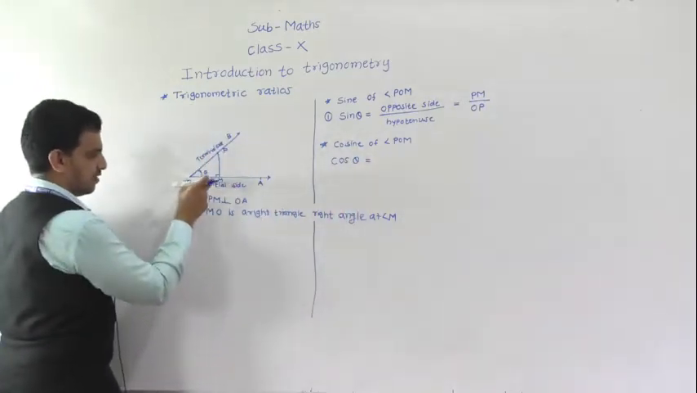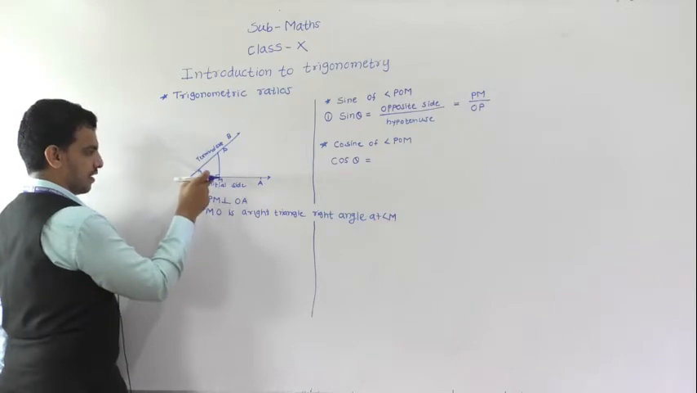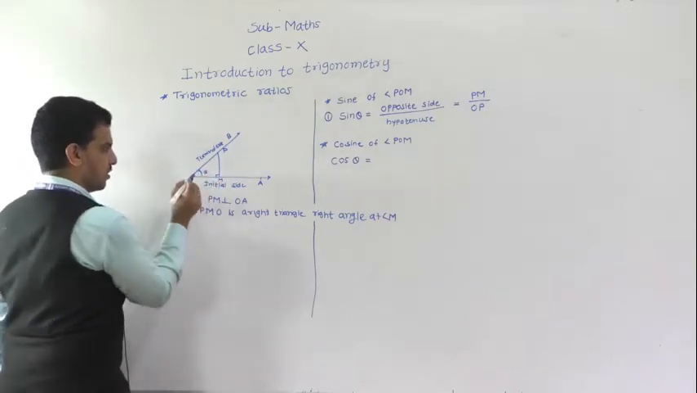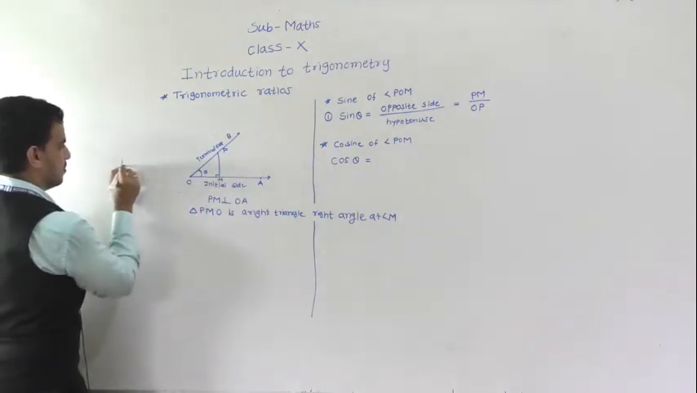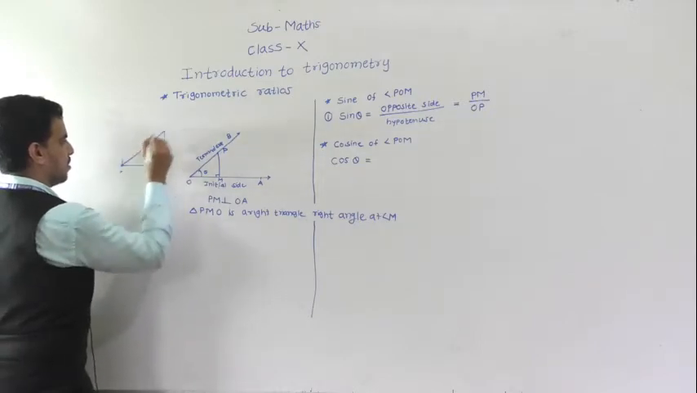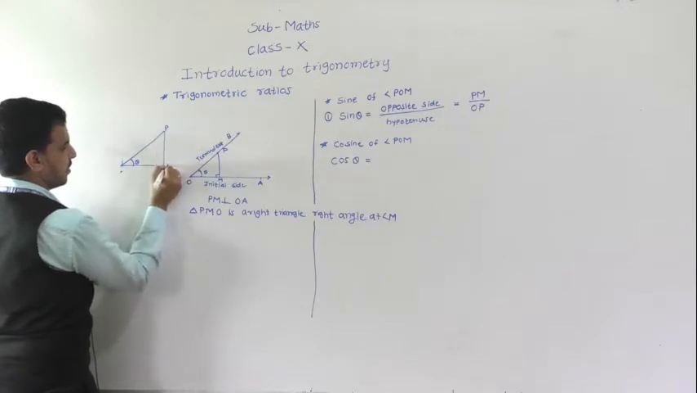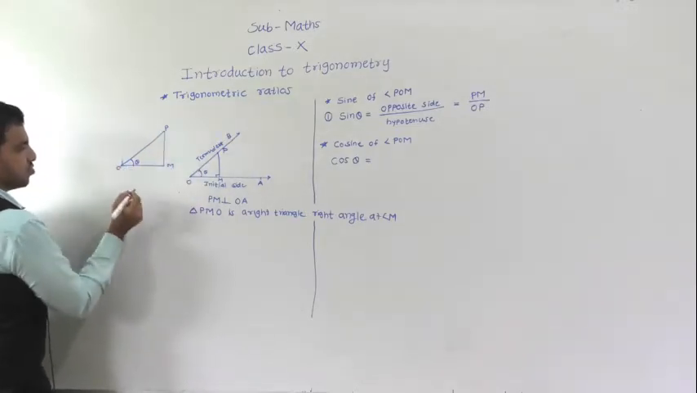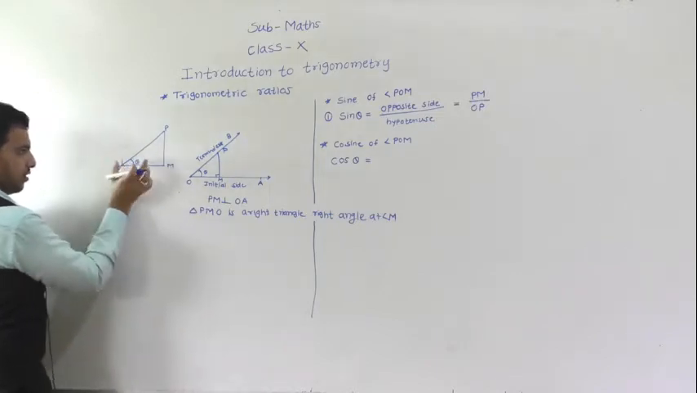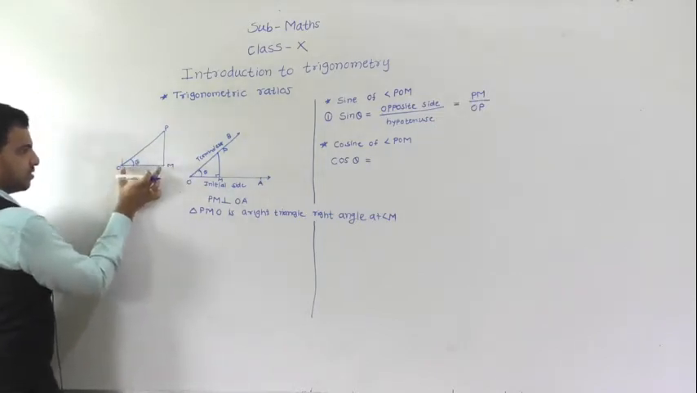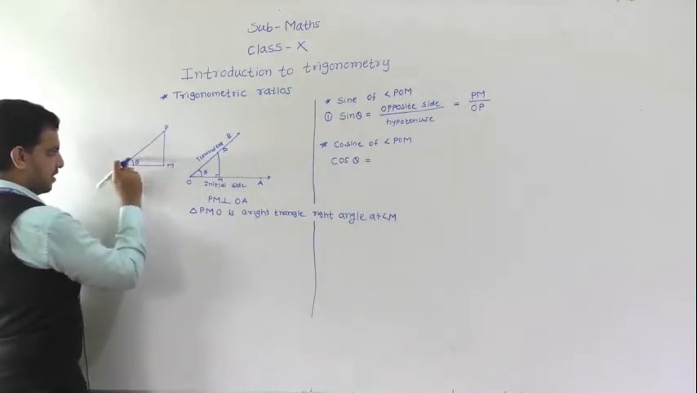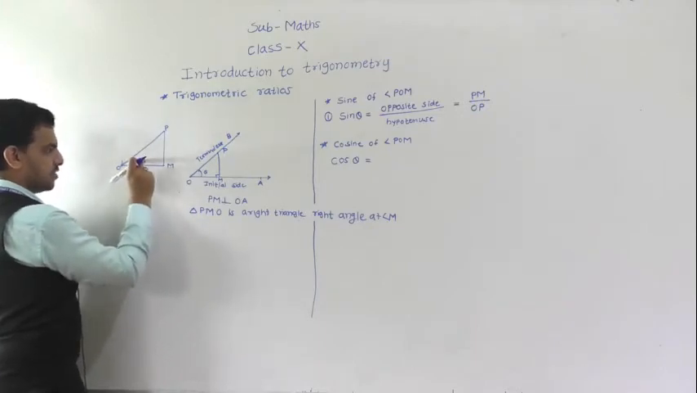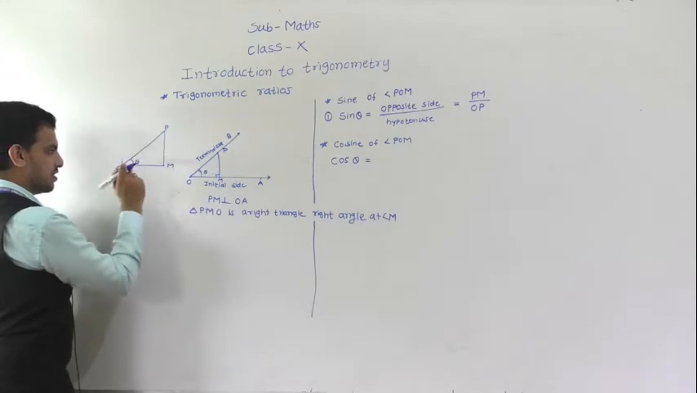So cos theta, the second trigonometric ratio, we can write as OM over OP. Here this is theta. If we draw only the triangle, you can understand this. This is theta, this is PMO. So cos theta, the second ratio, means the adjacent side of this angle divided by the hypotenuse. In sine theta, the opposite side of this angle is PM, and the adjacent side of this angle is OM.